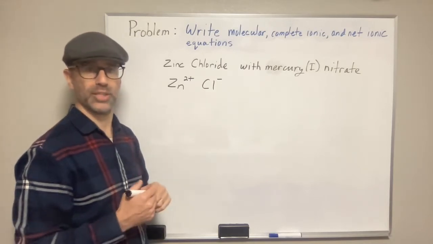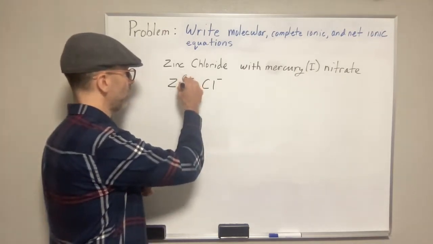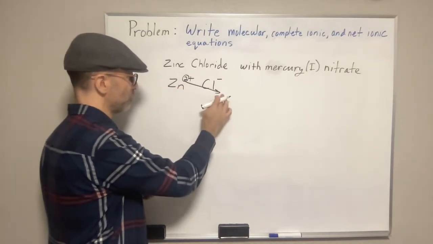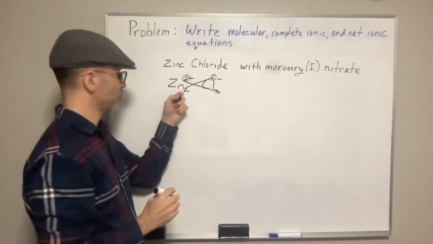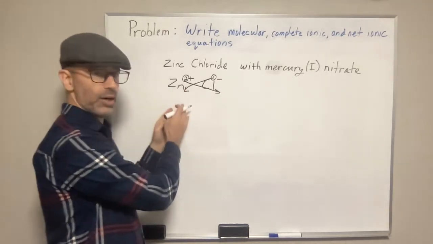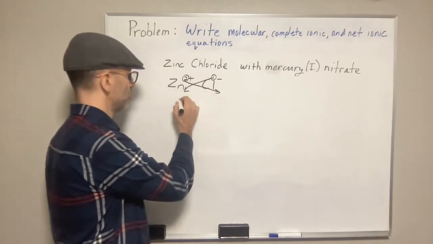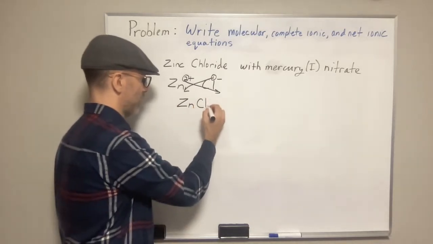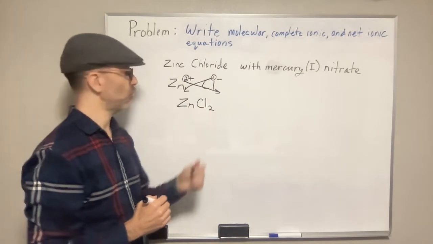The other way you could do this is by using the crisscross method. So here I have a 2. I can crisscross, write that as a subscript 2. Here I have a 1. That's going to go as a subscript for the zinc. So crisscross. I'm not going to write ones, we don't write ones in our formulas. So we're just going to put Zn for zinc and then Cl2. So there's my formula for the zinc chloride.